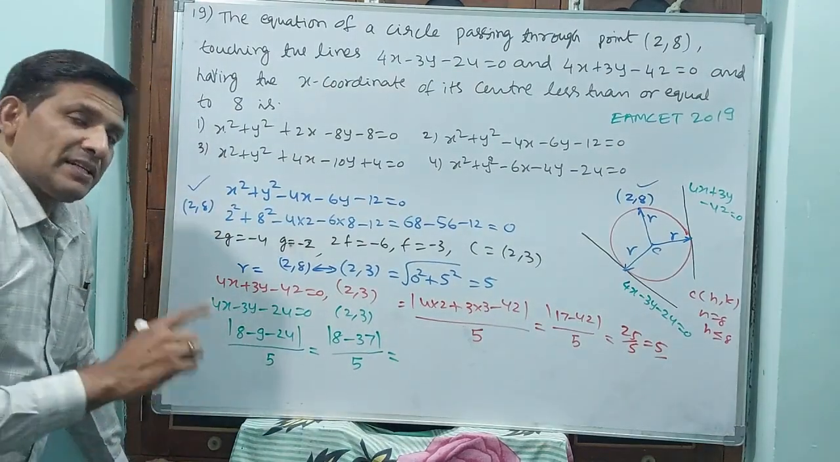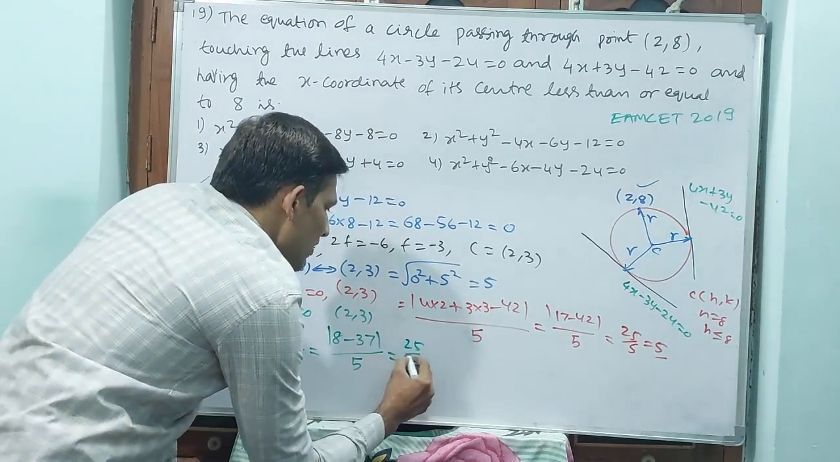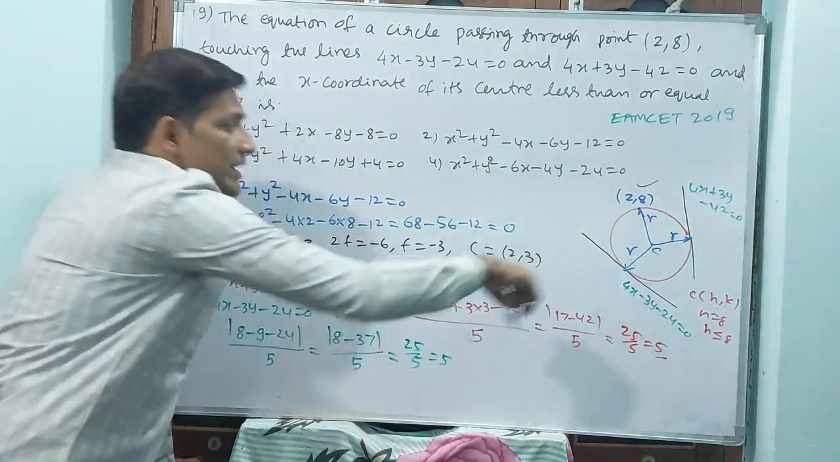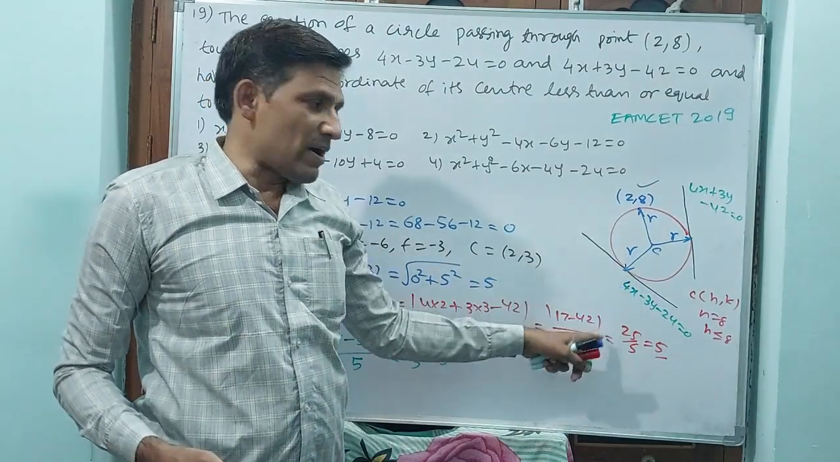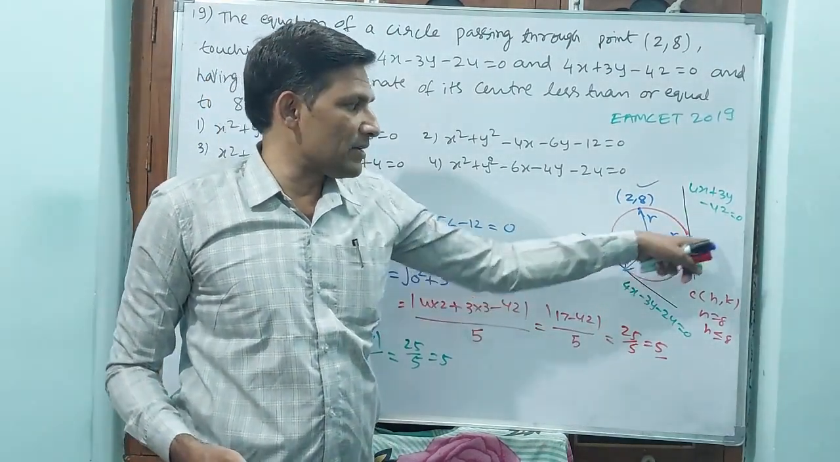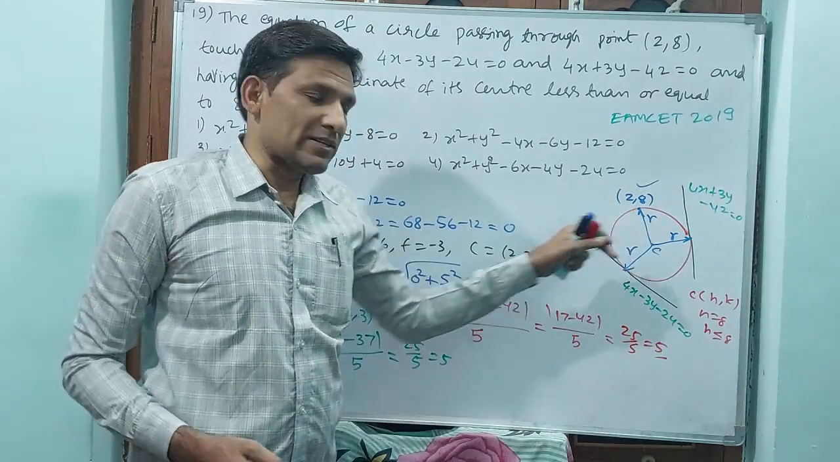37 minus 37 plus 25 minus 25. Minus 25 modulus means plus 25. 25 by 5, that is equal to 5. You see, radius is 5. That means the distance from the center to here is also radius 5, matched. Distance from the center to this line is also radius 5, matched. Distance between the center and these points is also 5, matched.